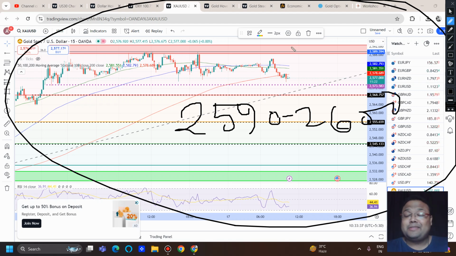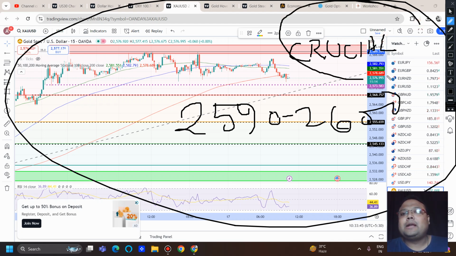I guess I have not made my mind yet. But I think this is a very crucial area right now, because as long as the market is trading below this level, we have a chance of a trend reversal. And if the market breaks 2600, things will change completely. The market will be super bullish again. So time will tell.